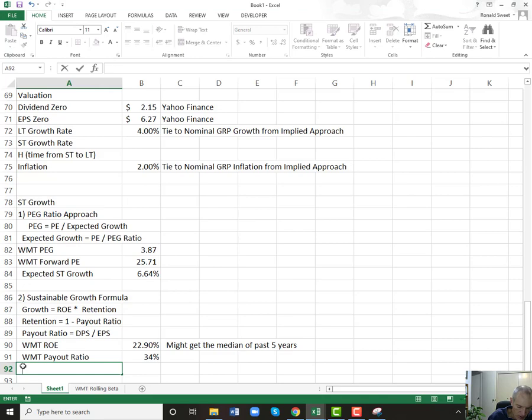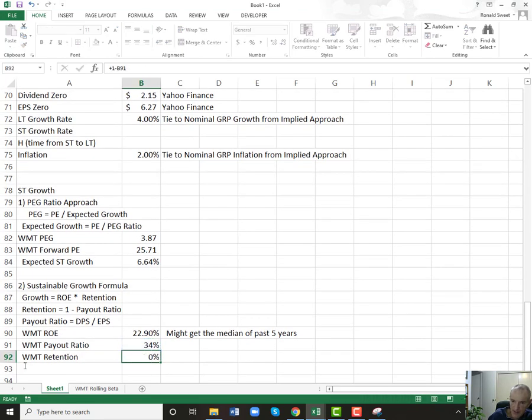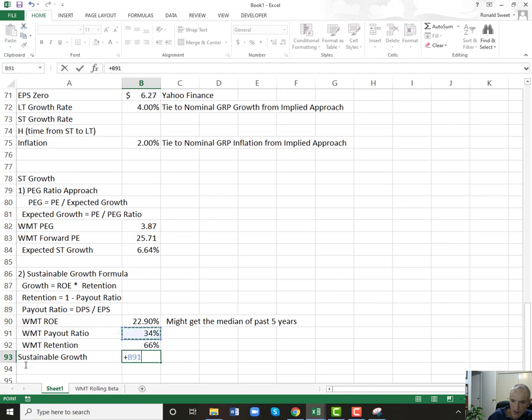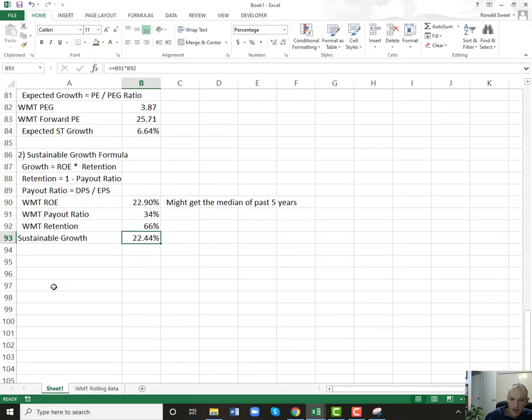So that means Walmart's retention is just going to be 1 minus that payout, or 66%. So their sustainable growth will just be ROE times retention, and that gives you 22.44, way too high. So I don't agree with that number. It's probably inflated some by some of the financial leverage, so I don't quite agree with that number. And the third one is we can just look at historical growth.